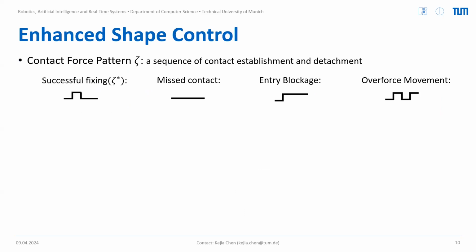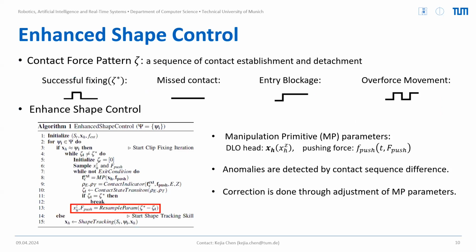Based on these two indicators, the ideal clip fixing process can be characterized by the contact force pattern, or more specifically, as a sequence of contact establishment and detachment, denoted as zeta. Finally, we integrate the contact estimation method into the shape control process of our prior work to form an adaptive framework which could detect and correct anomalies automatically based on contact sequences.